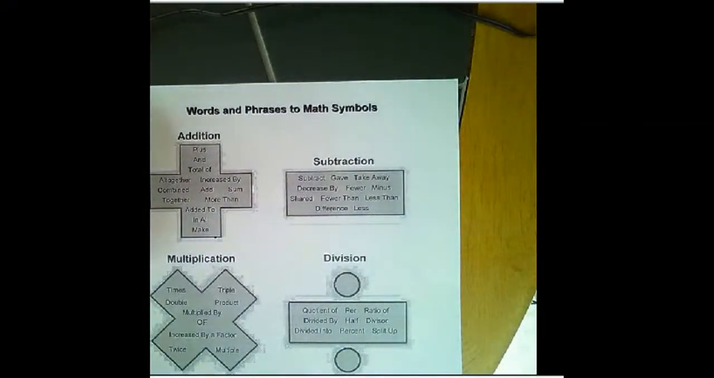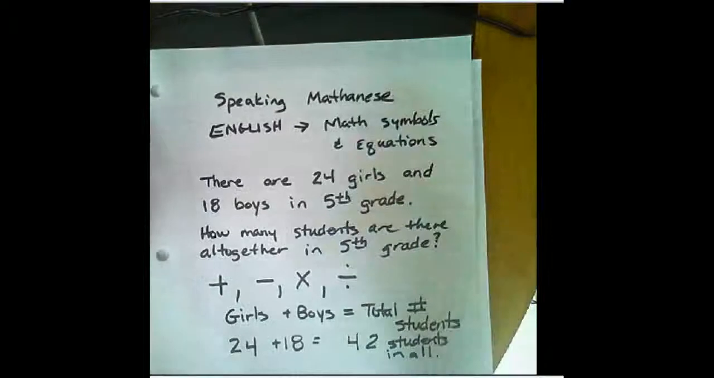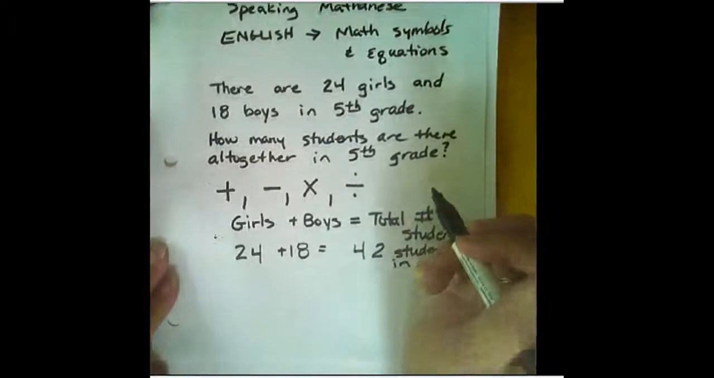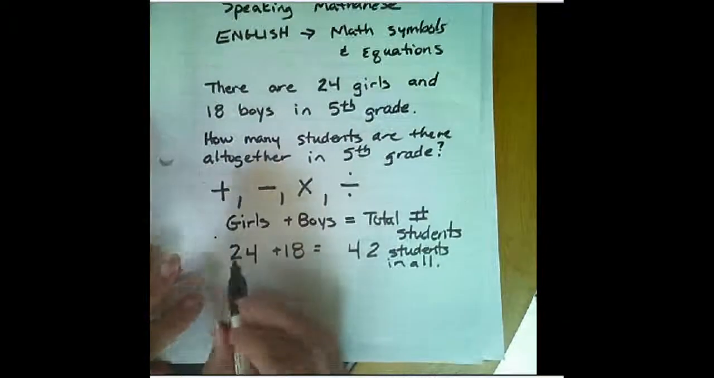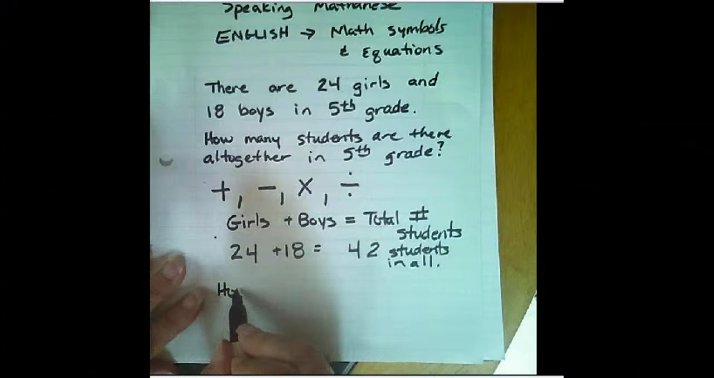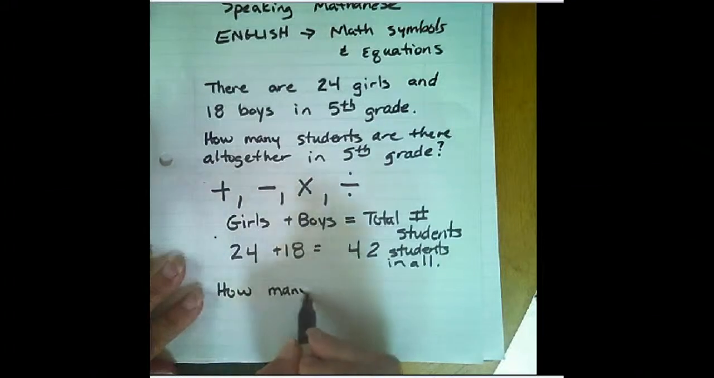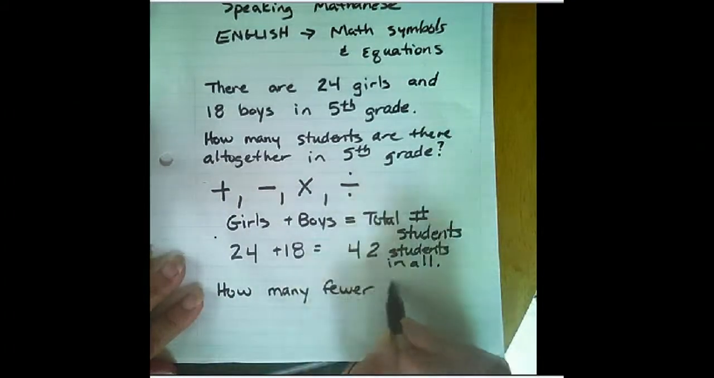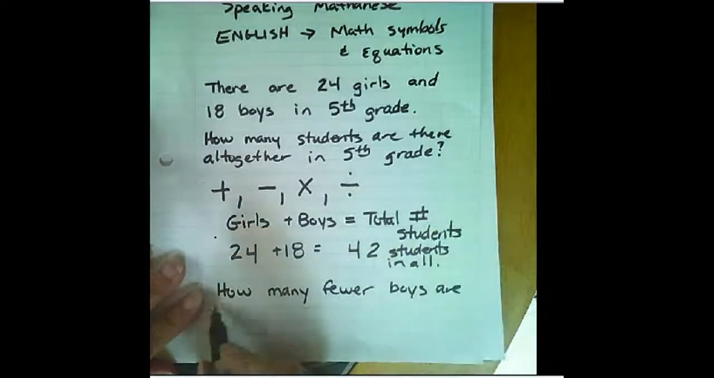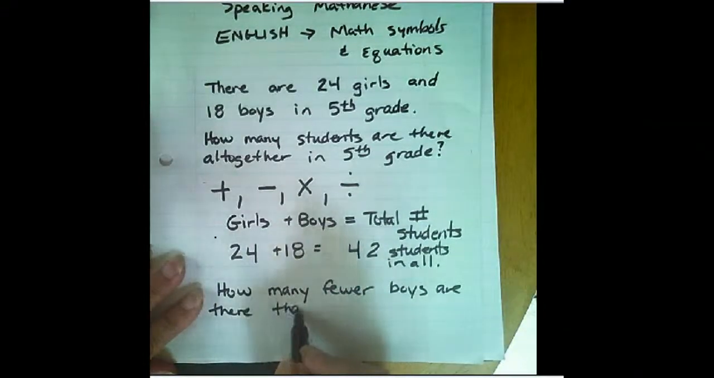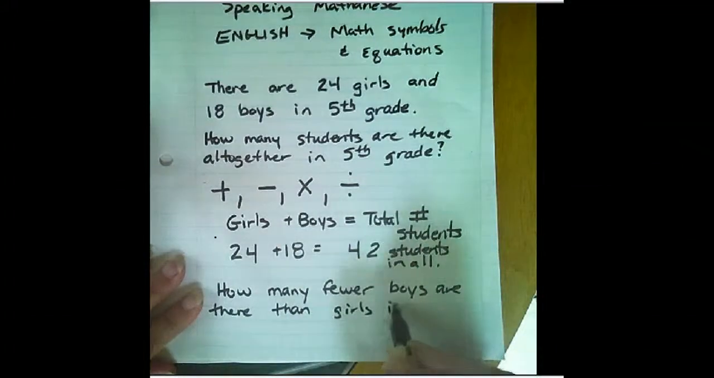So let's look at another story problem. Let me try a different one. Sorry about that. So if we had that same information about the 24 girls and 18 boys in 5th grade, we could make another question. We could say, how many fewer boys are there than girls in 5th grade?